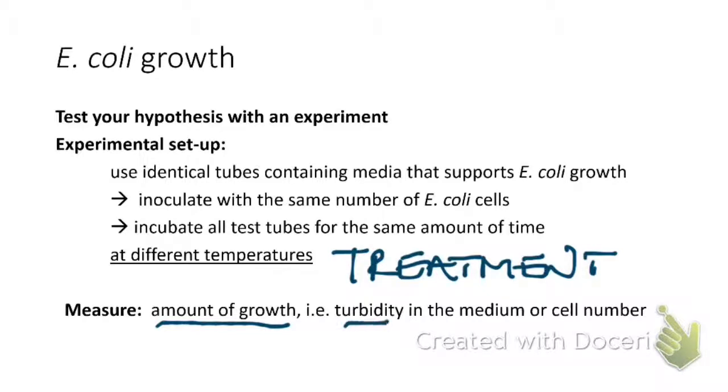How you can measure this, you have to come up with some way of measuring it. Like the turbidity of the medium can be measured either by yes, no, lots of growth, by just looking at the tubes, or you can measure the OD at 600 nanometers in a spectrophotometer. Or you can dilute your samples and plate out the bacteria and then look at how many cells were in your culture.